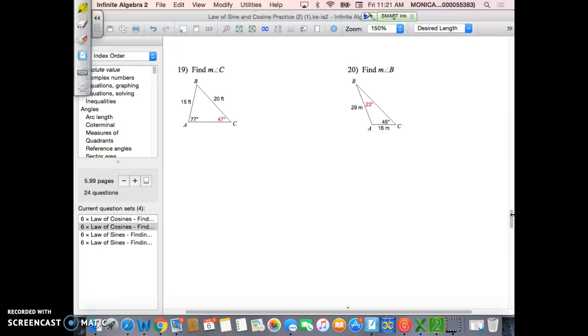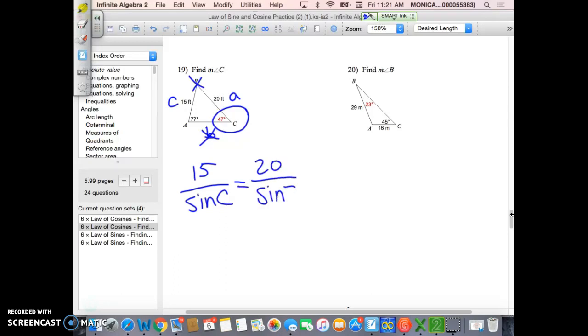So again, the first step is to label. Across from B is B, across from C is C, and across from A is little a. The information I'm looking for is here. Now, I have the answer because I wrote it down. I have the answers listed, but I need to know how I get that answer. So I want 47 to be my answer. So let's crisscross B because that's just information we don't need right now. So I'm looking for the sine of C, so I'm going to use 15 over the sine of C, and that's going to equal 20 over the sine of 77. And again, these are solved by cross multiplication.